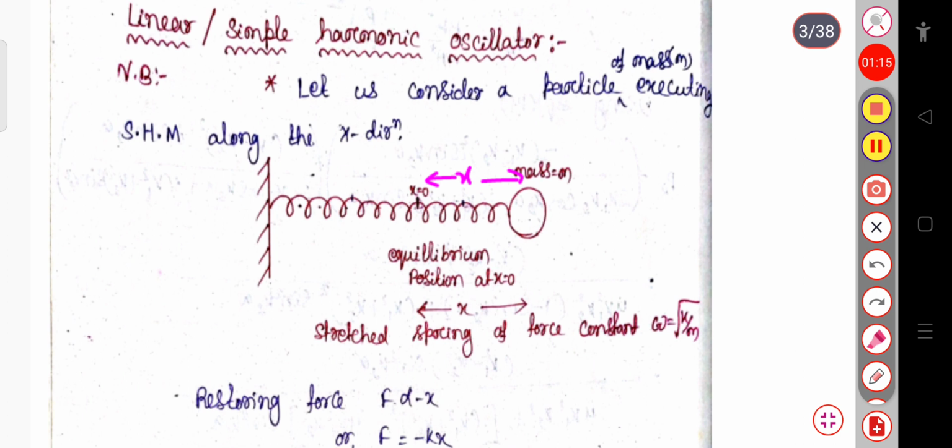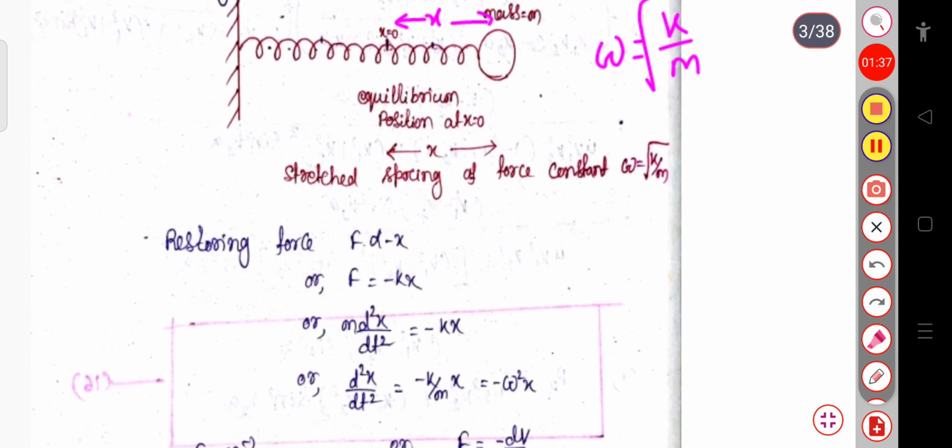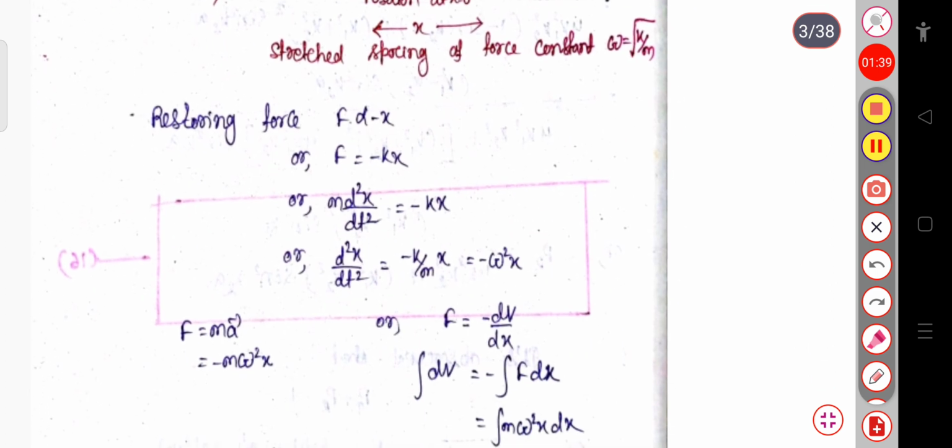Here we can write the angular frequency omega equal to the square root of the spring constant k divided by m. From this we can calculate the restraining force, and from that we can calculate the potential, which we will use in the Schrodinger equation. So our basic aim is to calculate the potential energy first. The restraining force is directly proportional to minus x. So we can write F equal to minus kx, where k is the spring constant.